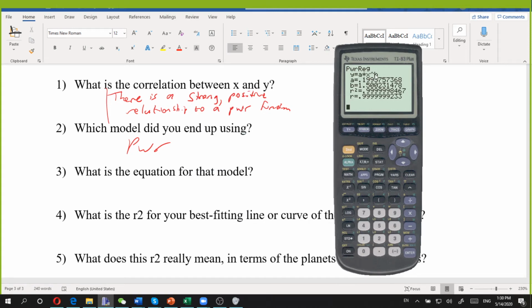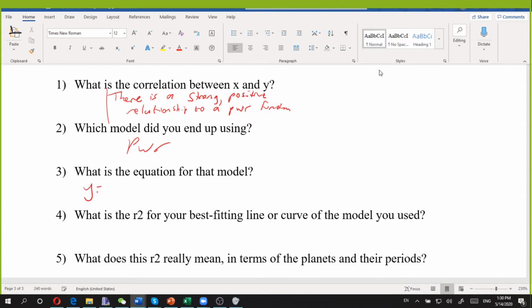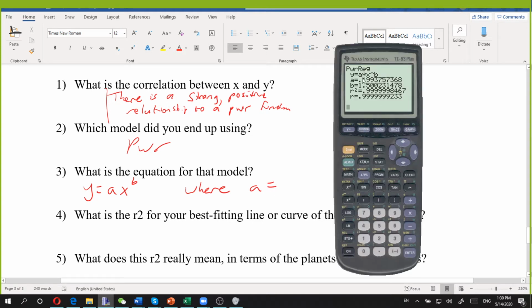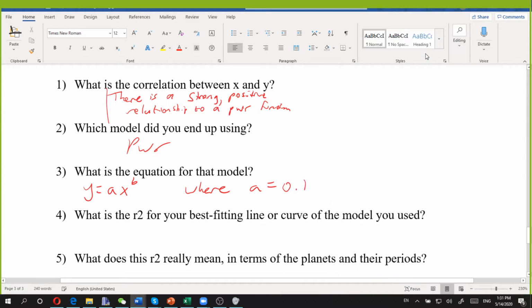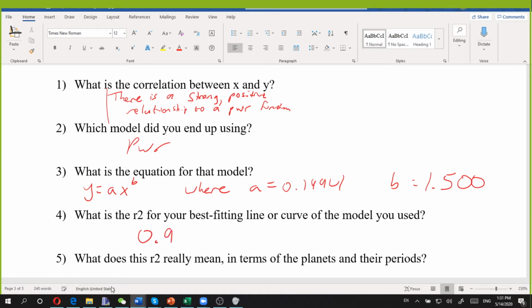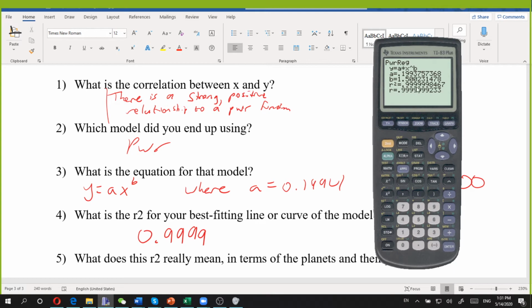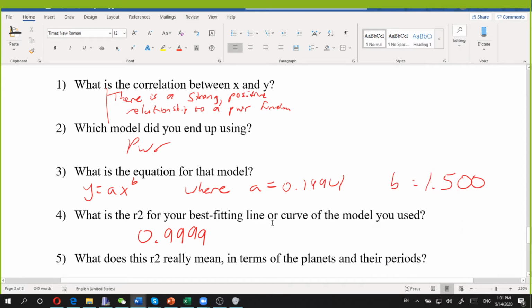So y equals a times x raised to the b power, where a is 0.1994 and b is 1.500. Okay, the r squared that we got was 0.9999. I could keep going, but that's enough.